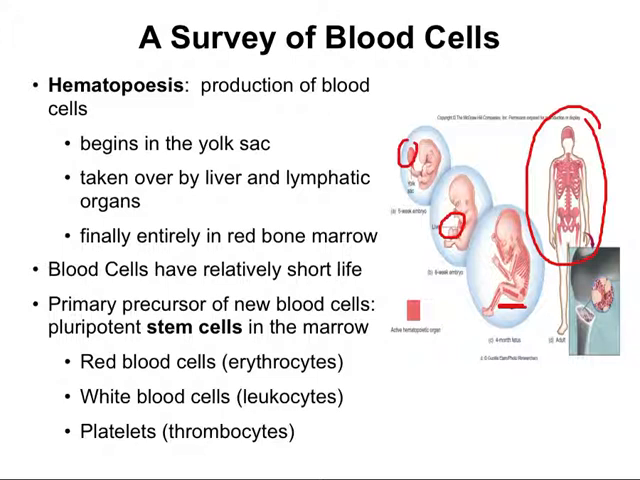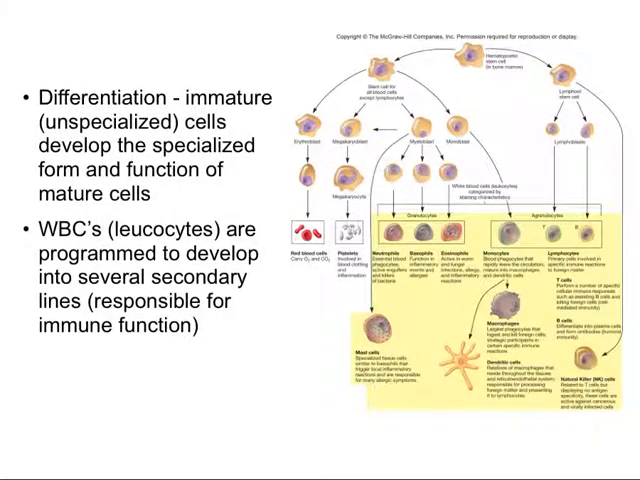The primary precursor of new blood cells are pluripotent stem cells in the bone marrow. These pluripotent stem cells go through a sequence of developmental stages that end up in the production of red blood cells, white blood cells, and platelets. We call red blood cells erythrocytes, white blood cells leukocytes, and platelets are called thrombocytes. Blood cells have relatively short lifespans. Really, they may only circulate for as little as a few hours, but most of them live a number of days. So here you can see one of the pluripotent stem cells.